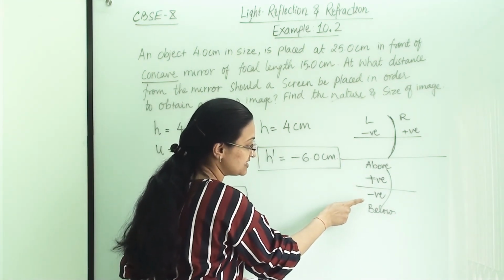It will be towards the front side of the mirror. It will be towards the left side of the mirror. This is negative, which means it will be inverted. It will be below the principal axis. And this is 6 cm and this is 4 cm. So, this means that the size of the image is bigger than the object, or you can write that it is enlarged compared to the size of the object.